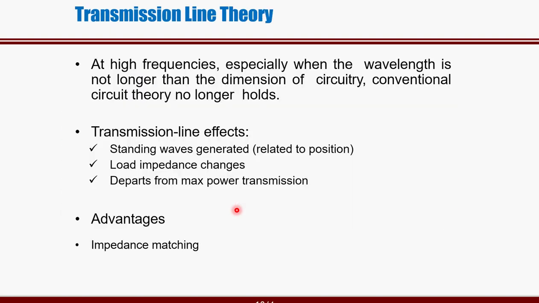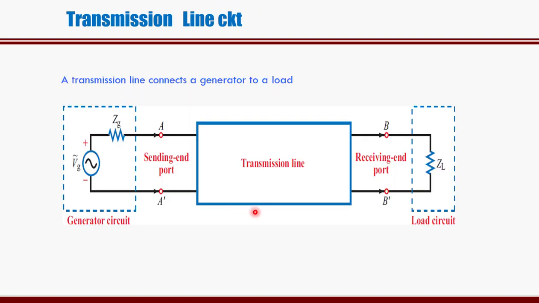So if you consider a simple transmission line circuit, then it consists of a generator circuit where the signal is generated. In this figure, VG is known as the source signal, which is the generator signal. ZG is the generator impedance, or source impedance, and A dash is the sending port where the signal is generated and it is sent into the transmission line.